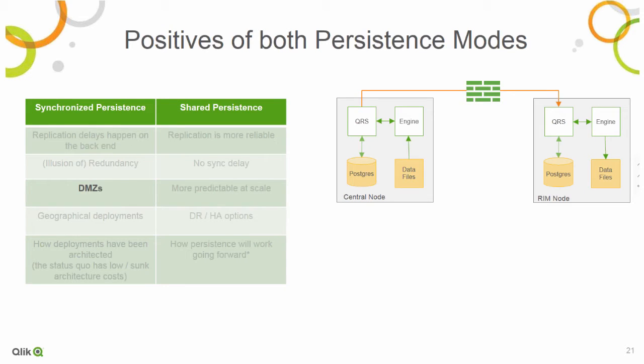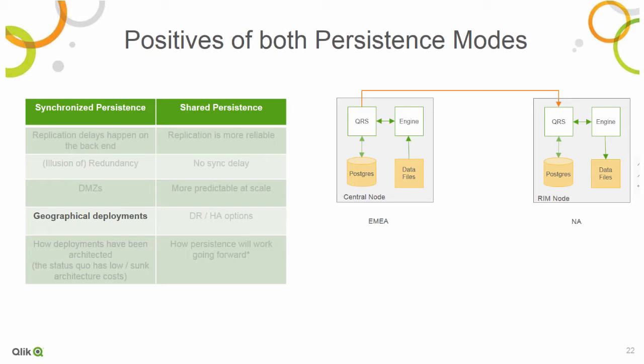Additionally, DMZs. DMZs are very easy to work with in synchronized persistence because you can just install a proxy. It only needs to have local rights. It doesn't need to have rights on a remote file share. Relatively easy to deploy. All you need is ports opened on the firewall. So from a change request standpoint, relatively easy to implement. You don't really need to involve too many other teams. You just need to open up a couple of ports.